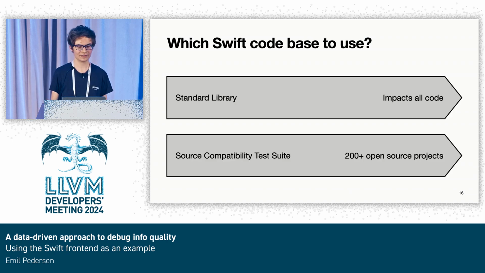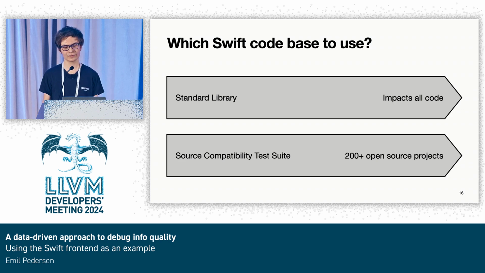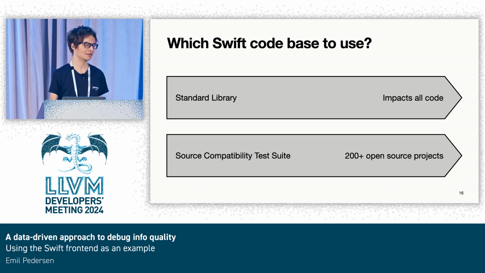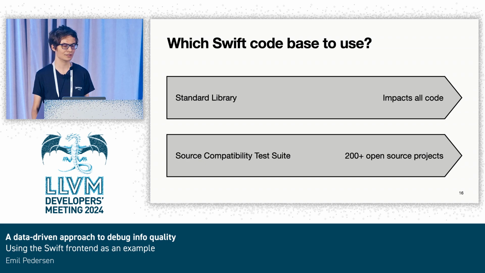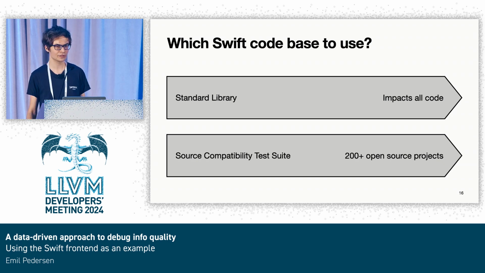And for Swift, we can run the compiler with those statistics enabled on any code base. We can run them on the Swift standard library because it has an impact on all the Swift code that we write. But the problem is that it's a bit special and it's not really representative of code that can be written by developers using Swift. So we can run those statistics on the whole source compatibility test suite, which is comprised of over 200 open source Swift projects. So that should be representative of what developers usually do.